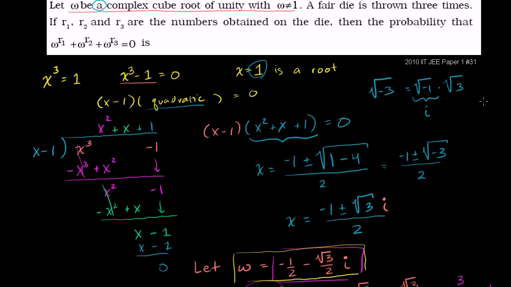The probability of getting omega to the R1 plus omega to the R2 plus omega to the R3, where R1, R2, R3 are numbers obtained from rolling a fair die, the probability that when you add all of these it's going to be equal to 0 is 2 over 9. Anyway, I thought that was a pretty neat problem.